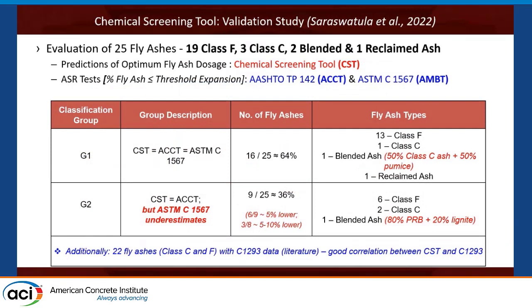So these are a few results that were evaluated in the previous study for the fly ashes. Almost 64% matched across all 3 tests: the long-term ACCT test, ASTM 1567, and the chemical screening tool. But in almost 36% of cases, 1567 underestimated, as in it gave a lower dosage, which was not confirmed by the long-term test that we did through ACCT.